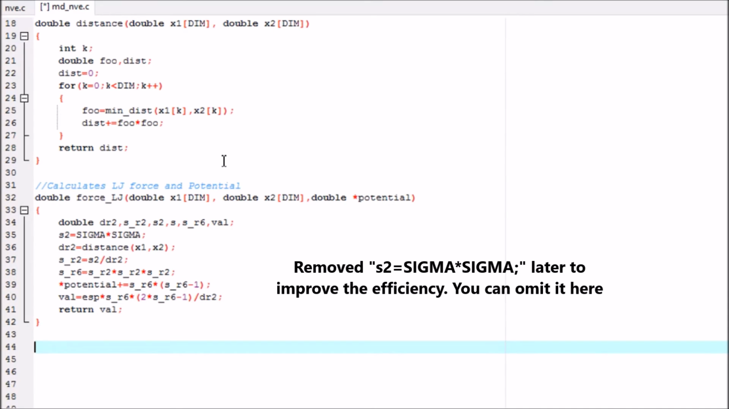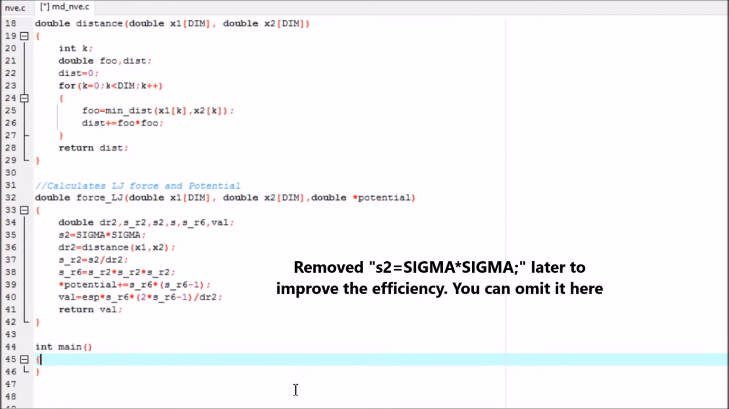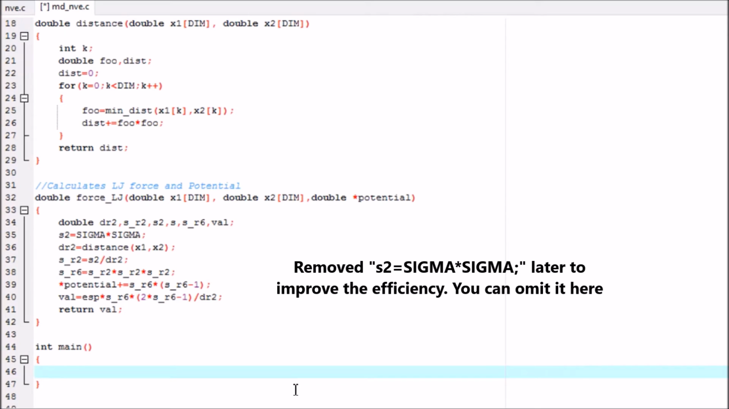So now I have to do some test cases to check my minimum distance and force LJ functions are correct. So let's define an int main for that. So now basically we will be running the code and checking it, and we'll add a return 0. The test cases which we'll be doing are as follows.